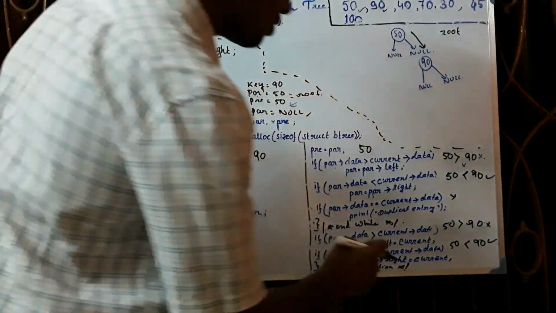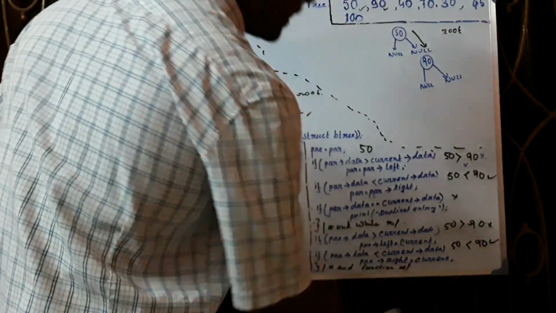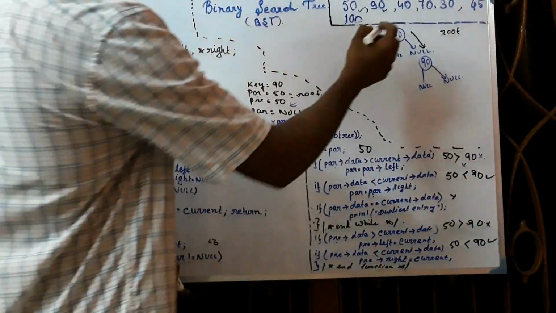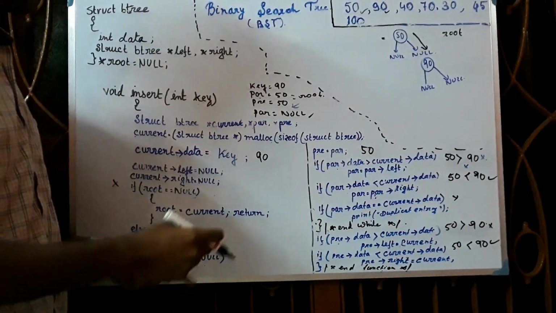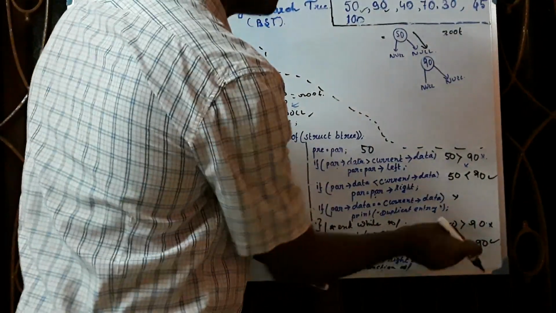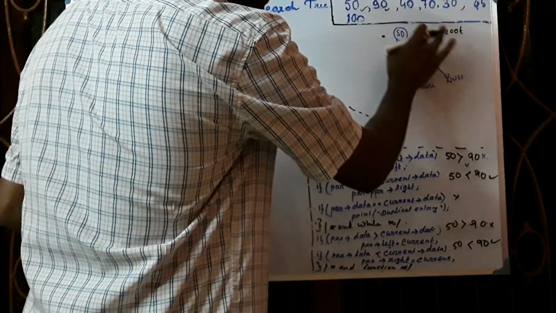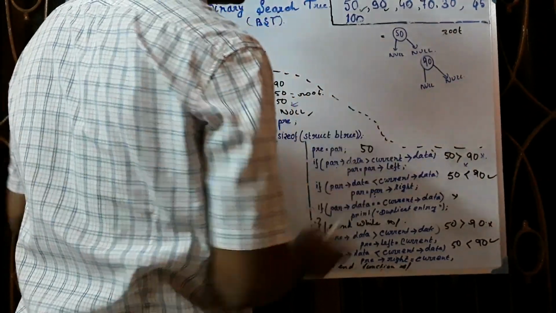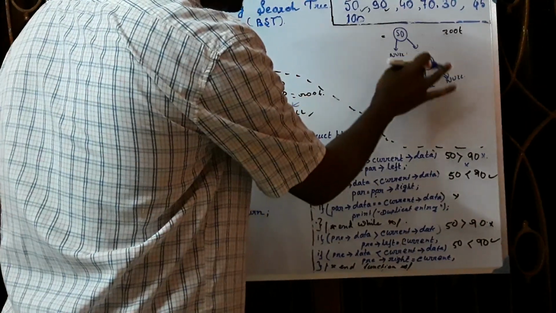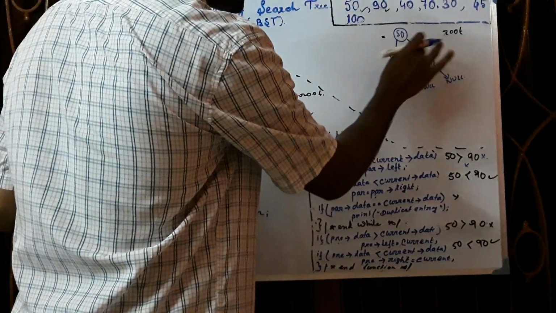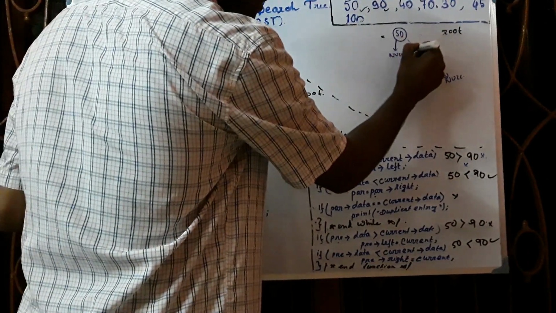If the condition is true, then pre arrow right. Which one is pre? Pre is 50. Root is 50. So its right will become current. That means now the link will be established. Pre arrow right, pre is my 50. Its right will be linked to current. Current is my 90. So I can say now the link is established.